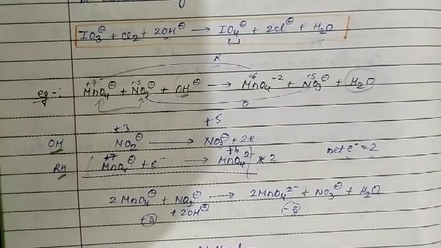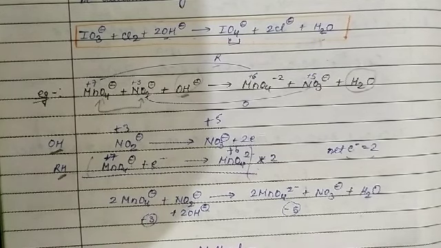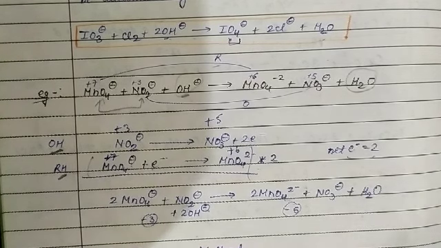So we have completed the balancing in acidic medium and basic medium using the ion electron method. Now in the next class we will discuss the balancing using the oxidation number method.